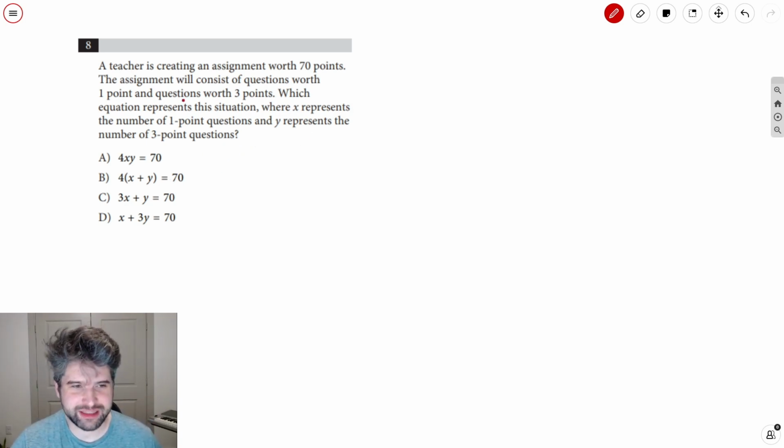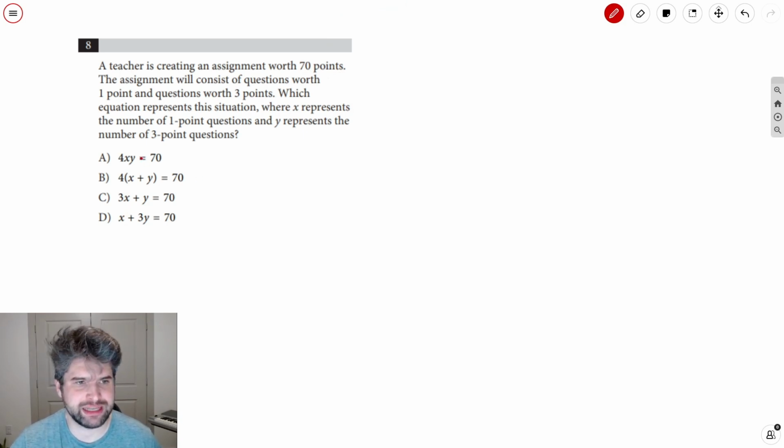All right, so it looks like this question is going to ask us to come up with an expression involving x's and y's that's somehow going to calculate the total number of points on an assignment. Because we see a bunch of these expressions involving x and y are equal to 70 in all these answer choices. It's saying that this is somehow, I don't know if this is the right one, but this is somehow the total number of points on the test, and that equals 70, because every assignment is worth 70 points. So let's see if we can come up with the right expression for the total number of points.